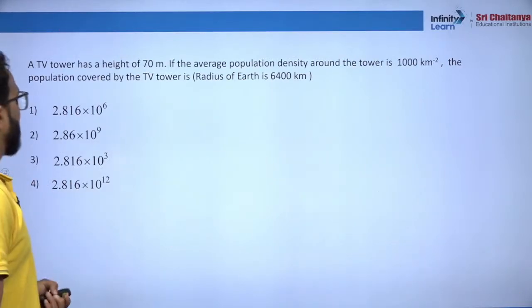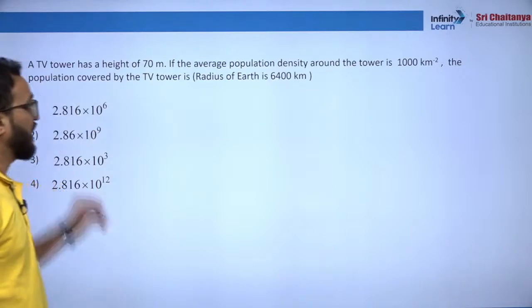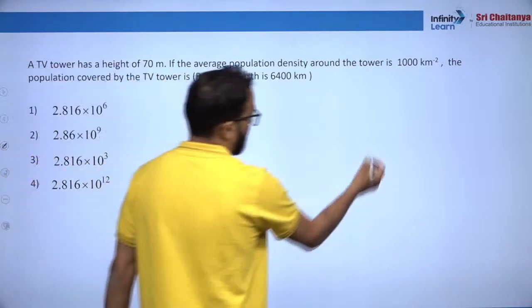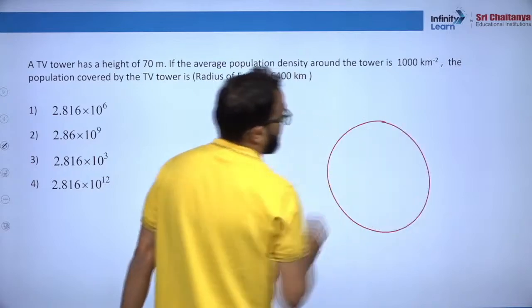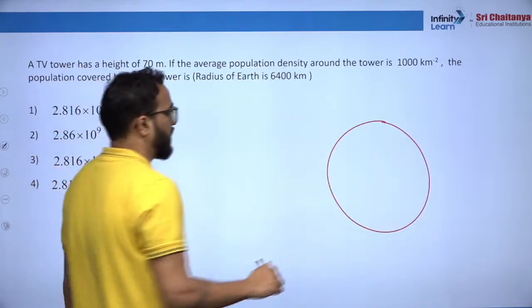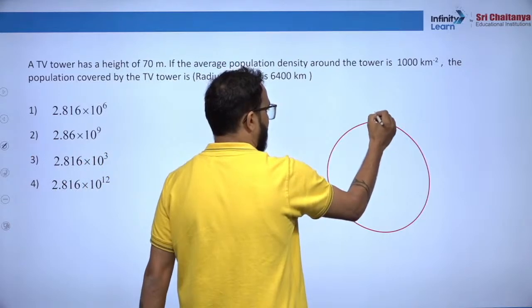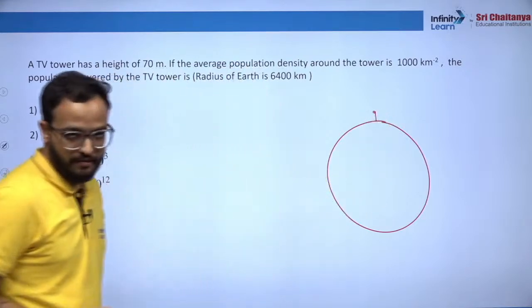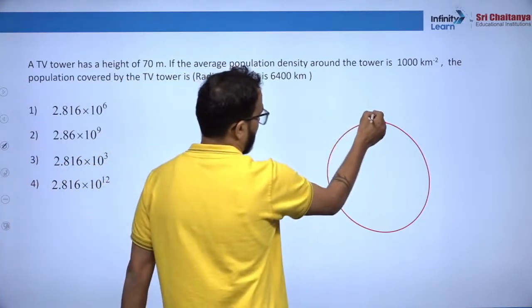Now, a TV tower has a height of 70 meters. Students, generally we solve it using the concept of solid angle, but we will not do it here because the height of the tower is very little. This is the height of the tower, right? So its range will be somewhat like this.